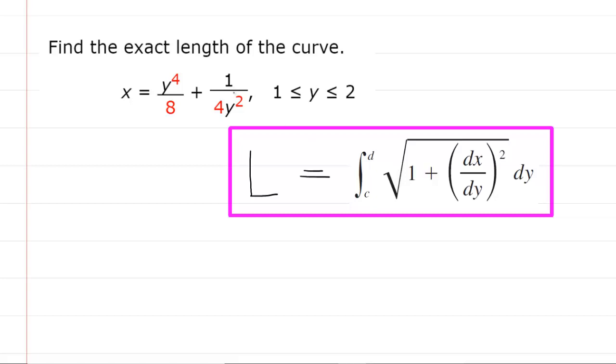Here we are asked to determine the exact length of this curve. We have boxed in the arc length formula. You'll notice that this equation is written as x as a function of y, so you have to make sure you use that version of the arc length formula.